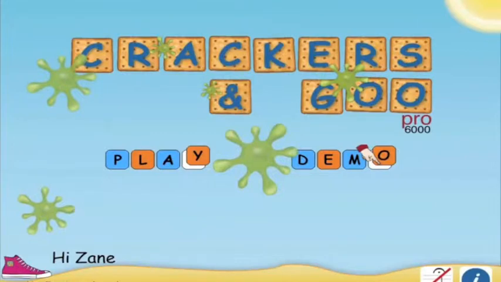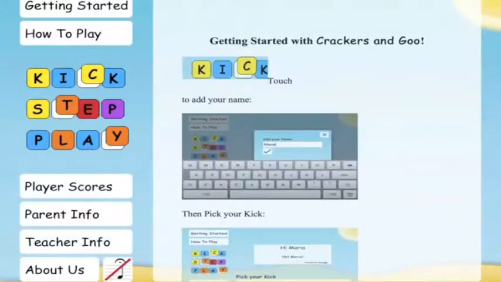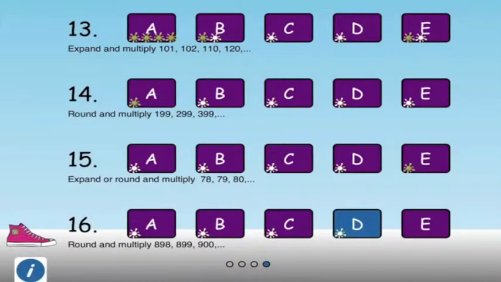or multiplying these numbers. We're going to hit the I button, or the info button, on the lower right of the screen, and that'll take us to the information screen, and from here we can hit the step button on the left. You notice on the bottom of the screen, the pink sneaker is right next to the number 16. This is step 16. In step 16 of Crackers and Goo, you will find games where you can apply the strategies we will learn in this video.